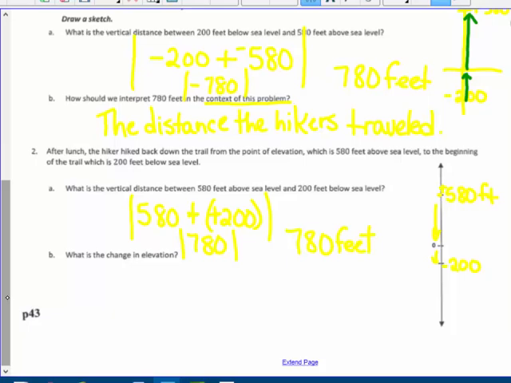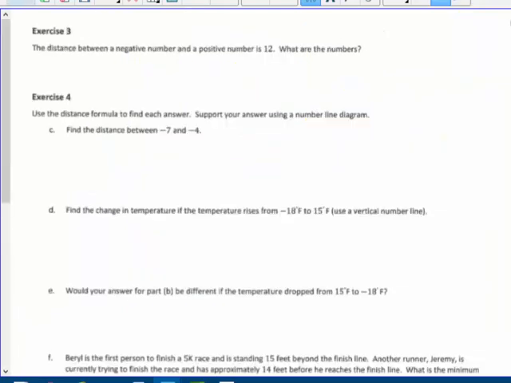What is the change in elevation? The change in elevation is that 780 feet. So the hike from the bottom up to 580 is the same distance as from 580 down to the negative 200. That makes sense.